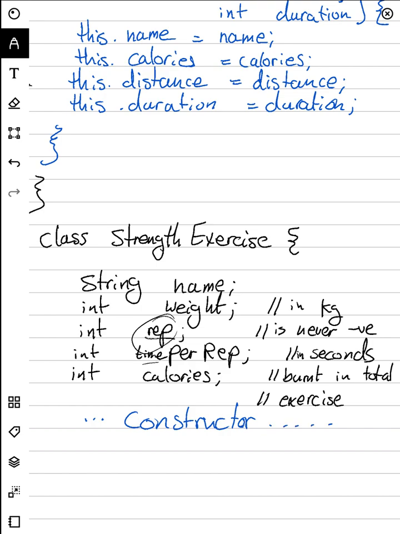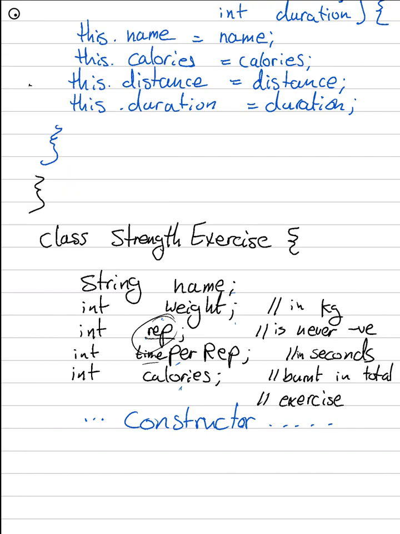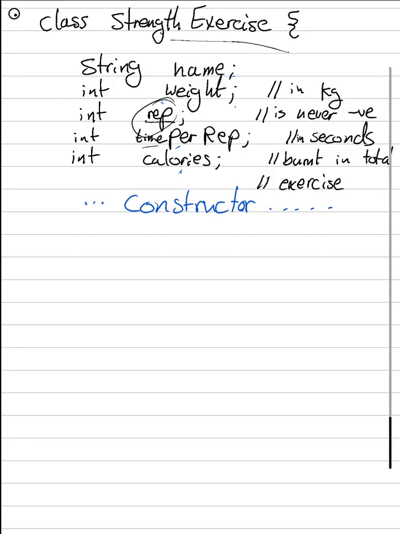And we all know like this dot name gets name, this dot weight gets weight, this dot rep, this dot time per rep, and this dot calories. All make sense? All makes sense, exactly. Excellent. Okay. So now we essentially have information about strength exercise and cardio exercise. They're very different and they have their own mold.